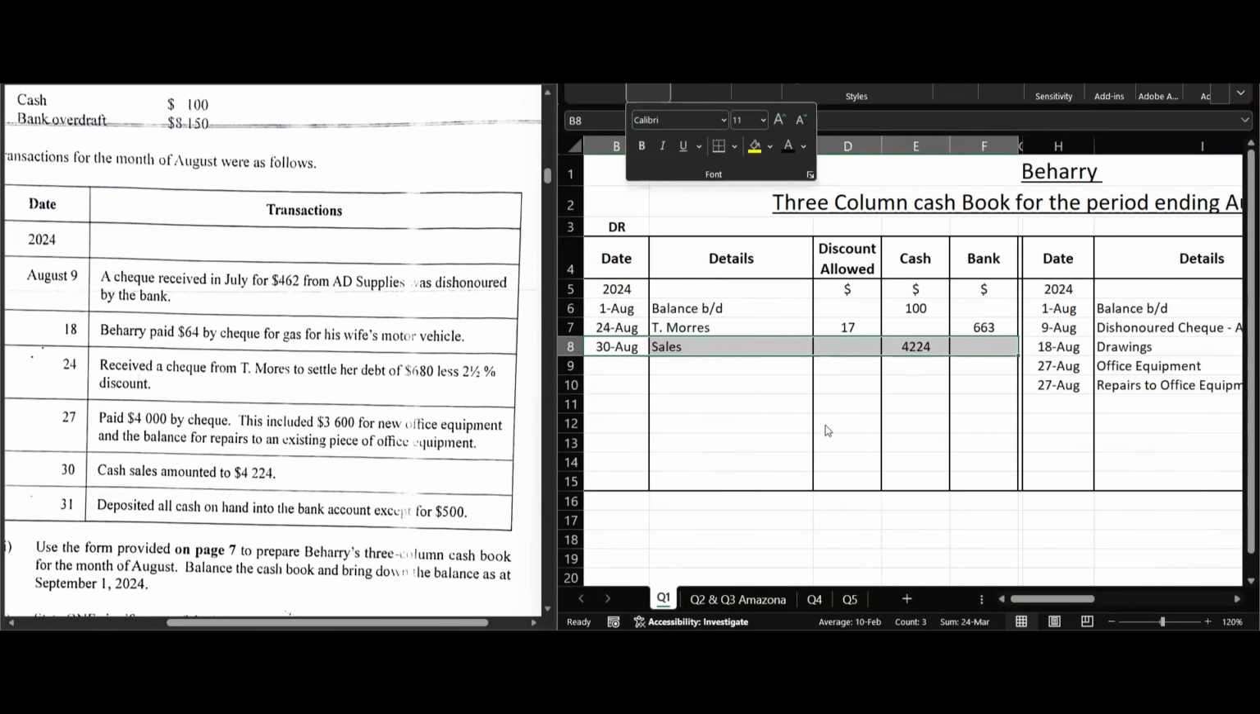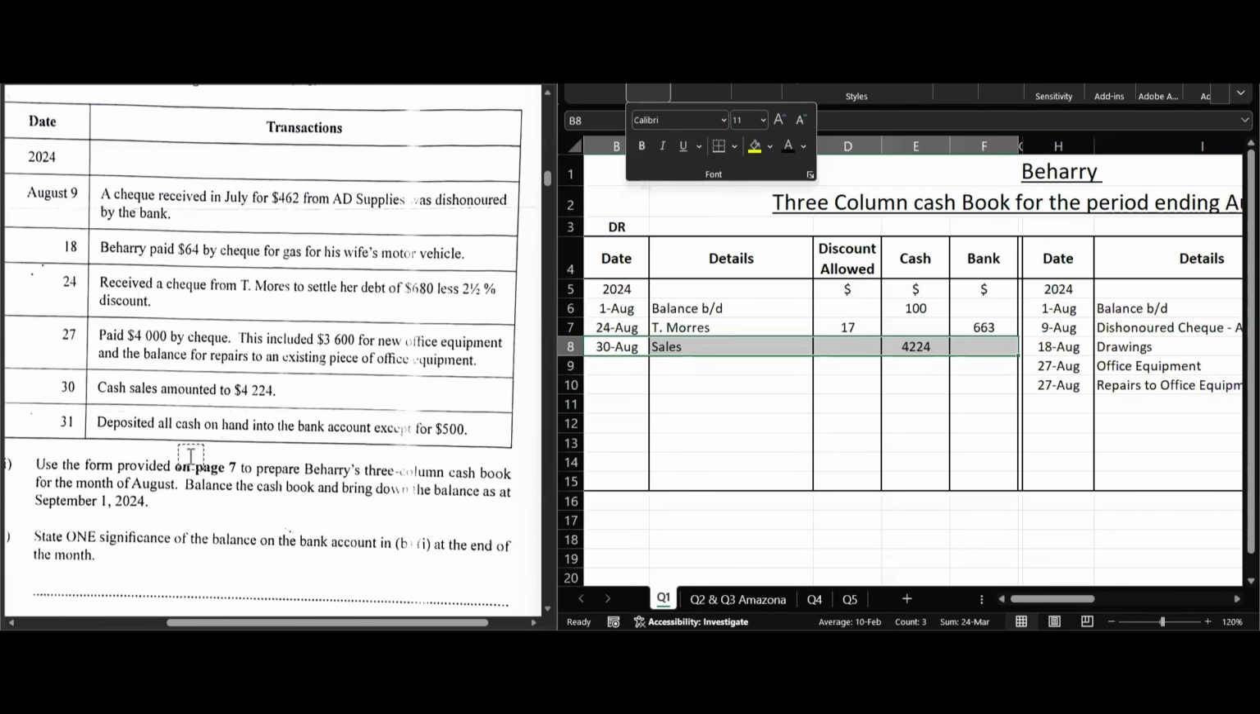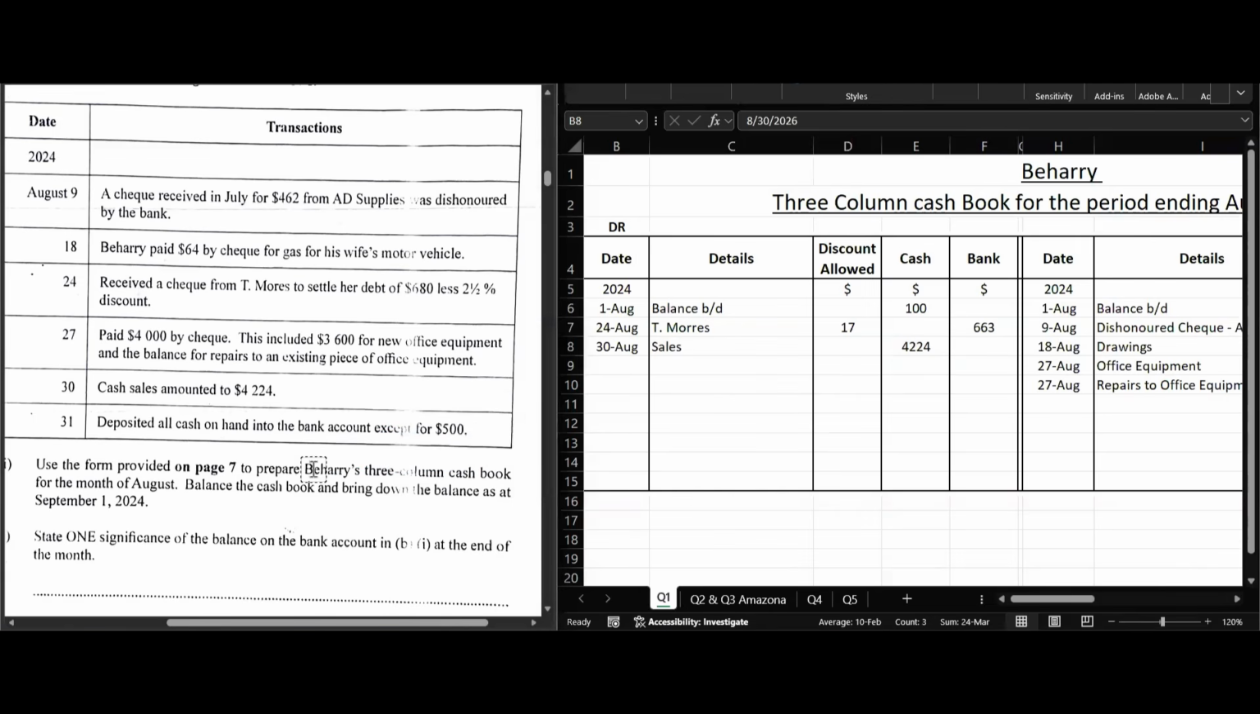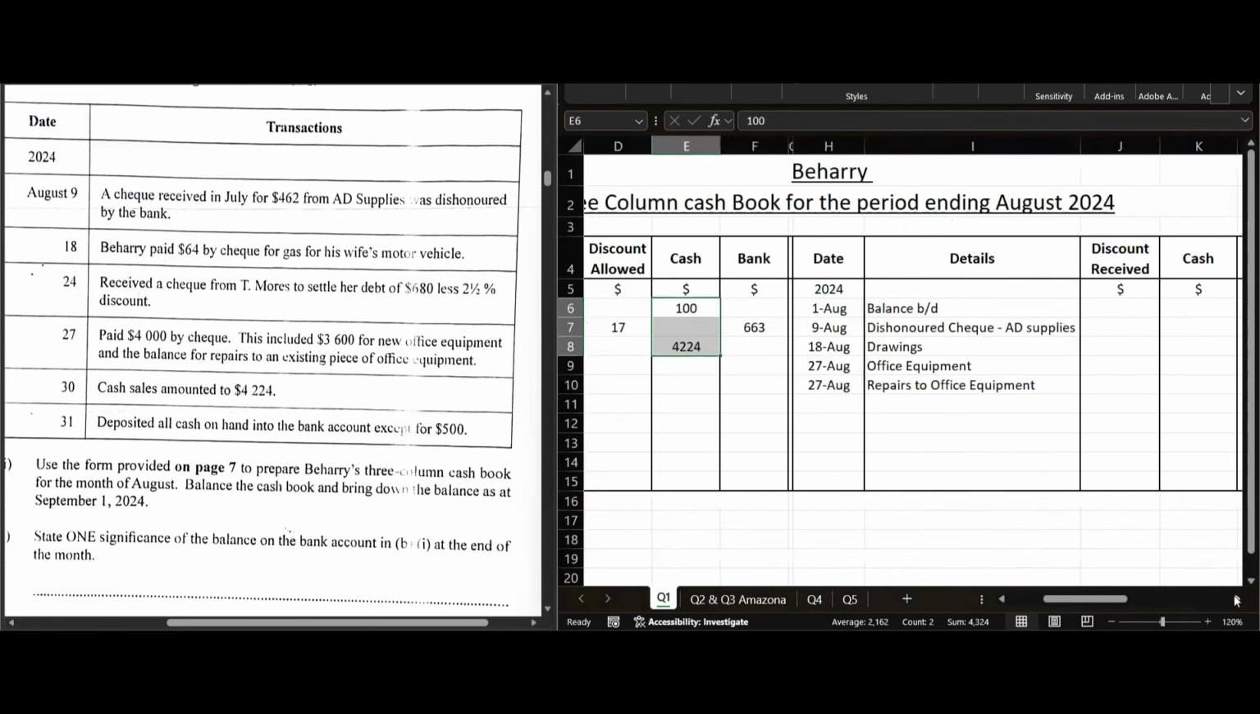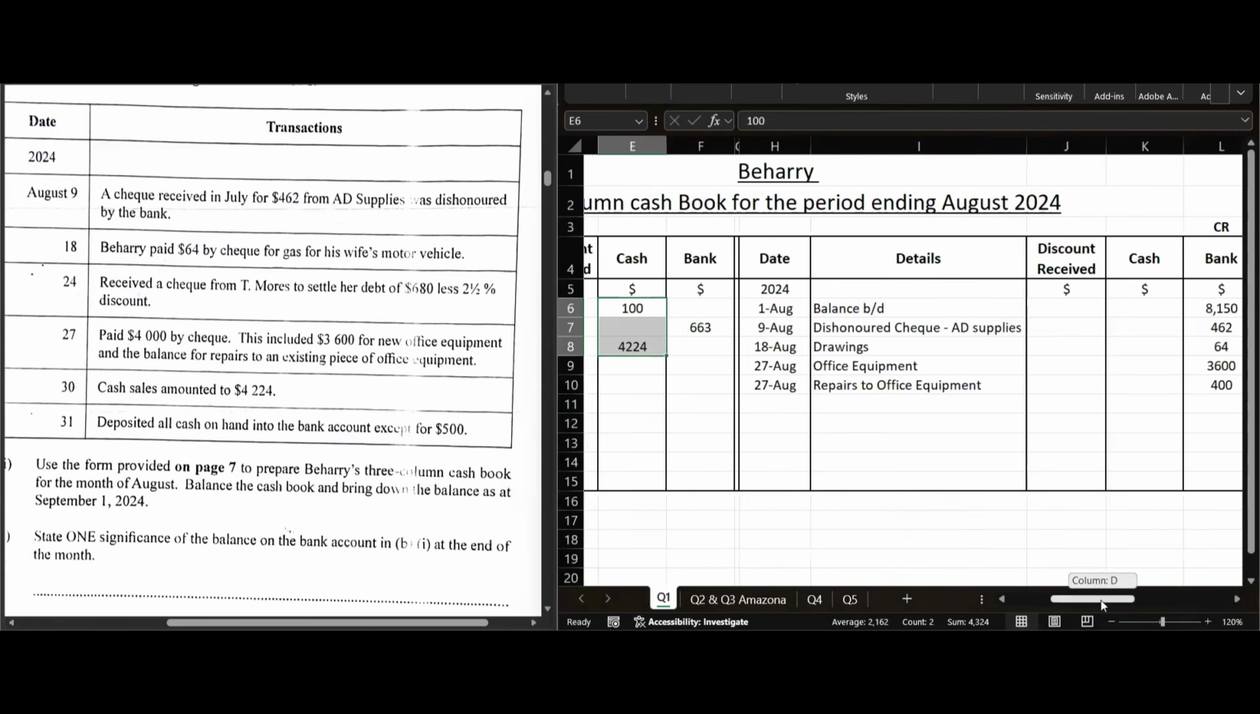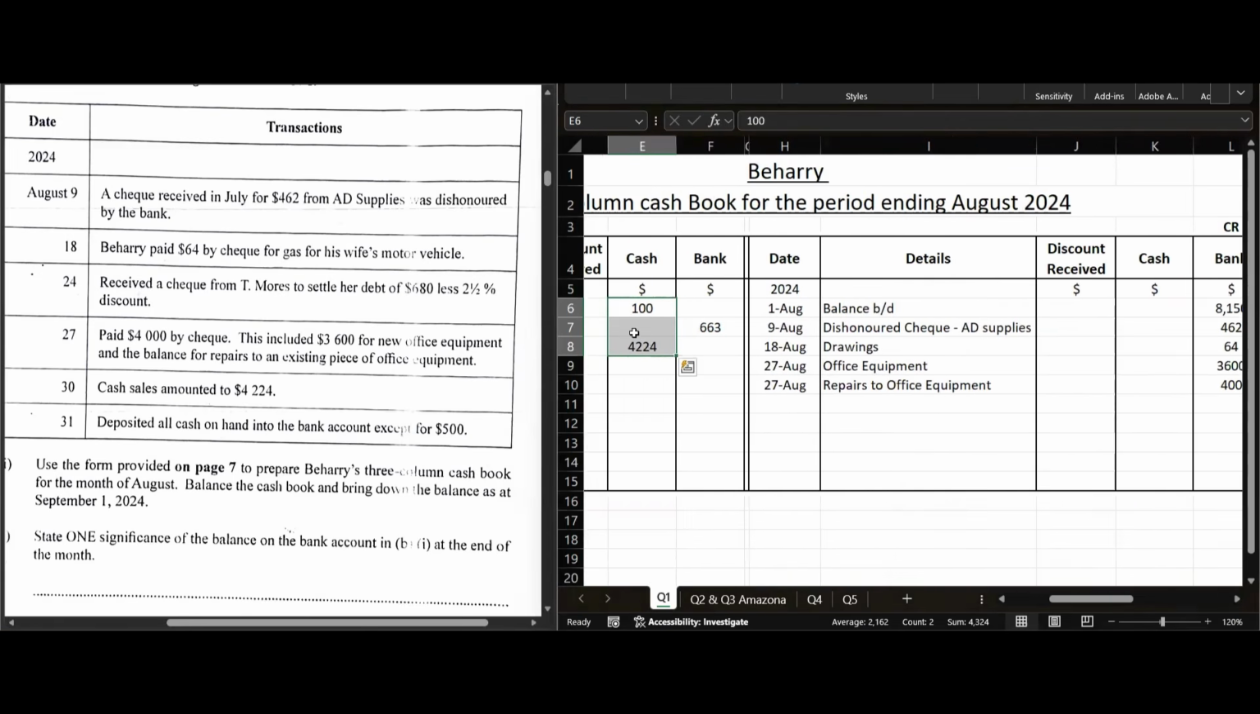Cash column, good. And then on the 31st, we deposited all the cash on hand into the business bank account except for $500. Alright guys, let's read that one more time. Deposit all the cash on hand, so all this cash right here would have gone into the business's bank account except for $500.